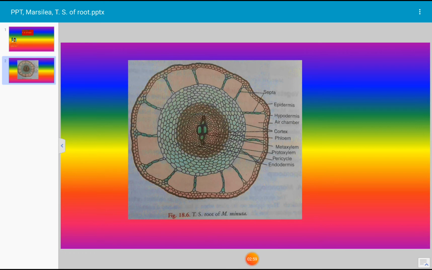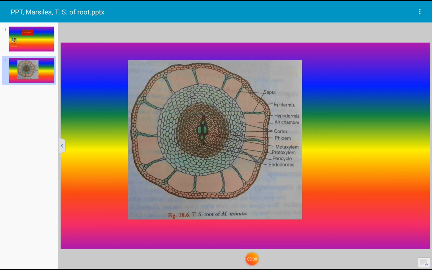In the center of the stele, there is a typical diarch and exarch structure, with a diametric plate-like strand of the xylem. Two protoxylem bundles are there, hence it is diarch, di means two. The protoxylem is situated towards the peripheral region of the root, hence it is exarch. And the phloem bands are found on either side of the xylem plate.